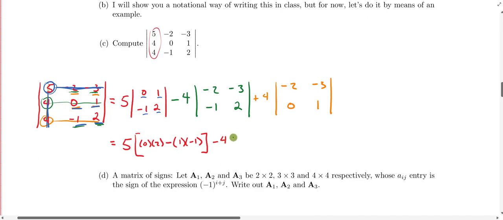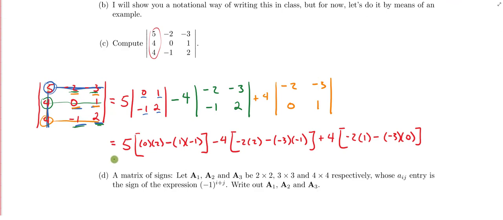Likewise, we'll have negative 4, and then we'll compute the determinant of this green, this second 2 by 2 matrix. And if we compute that, we have minus 2 times 2, minus from the formula, negative 3 times negative 1. And we have, for the last entry, plus 4 times the determinant of this remaining orange 2 by 2 matrix. So we would compute that using the formula, and we'd have negative 2 times 1 minus negative 3 times 0.